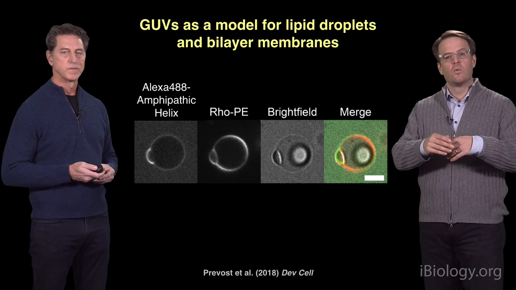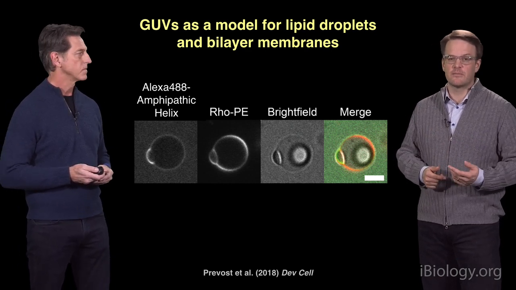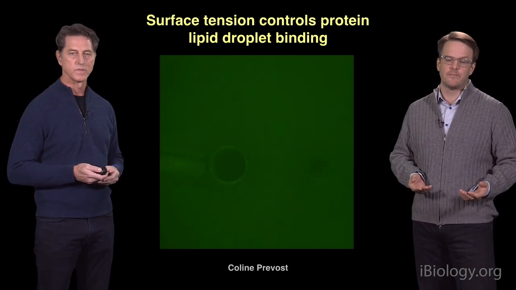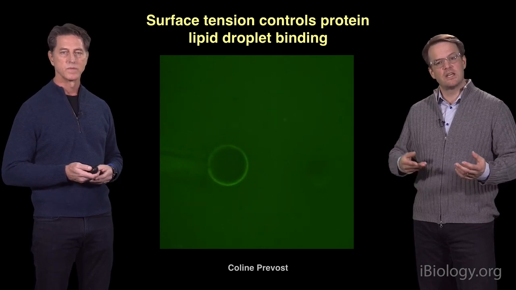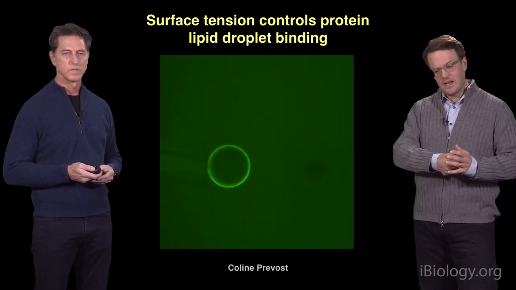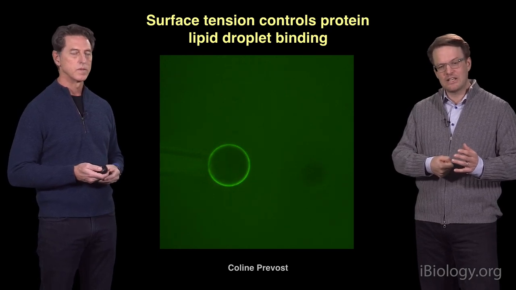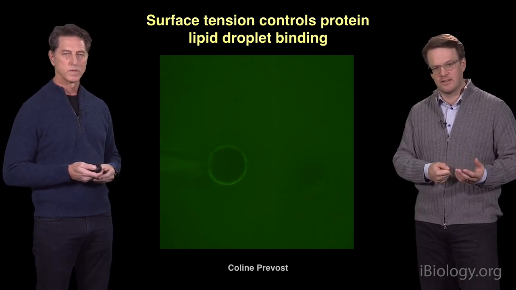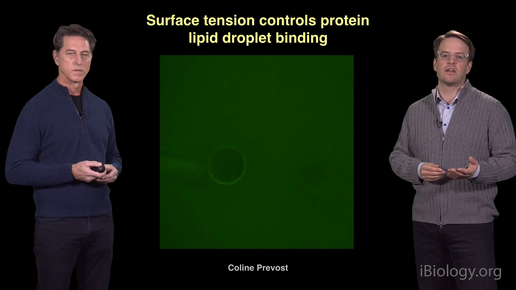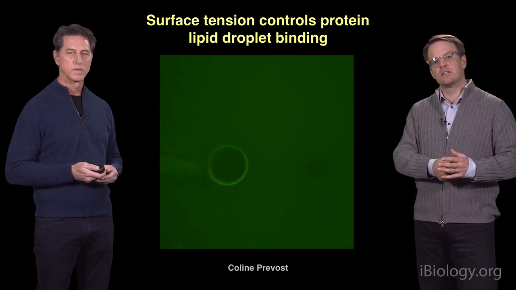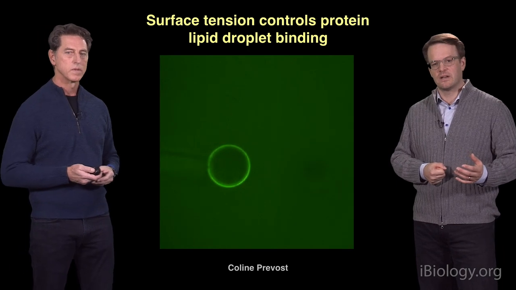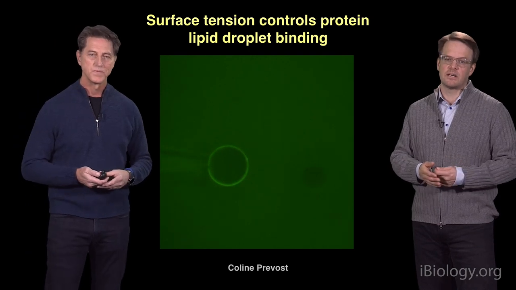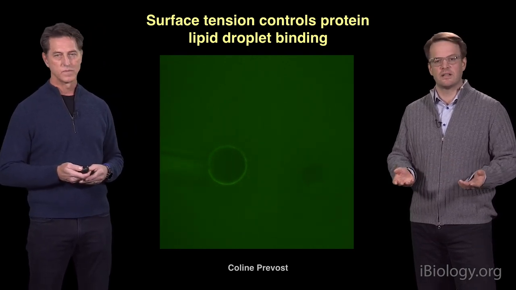With such a system, we can now test predictions from our simulations and ask directly whether or not packing defects are responsible for binding. One way to do this is to take a suction pipette to the vesicle and pull on it. As you can imagine, pulling on that vesicle will increase the packing defects because you increase the tension on it. What you can see in this movie that Colleen recorded is that as we increase the tension and thus the surface packing defects, more of the amphipathic helix is binding. And conversely, when we release the pressure or the tension, it falls off again.